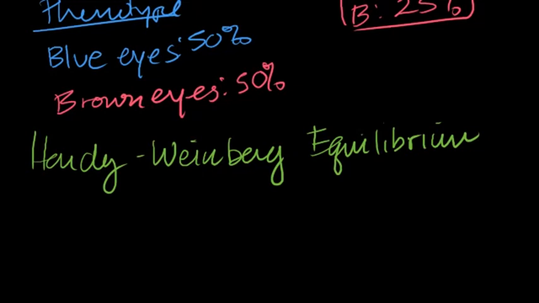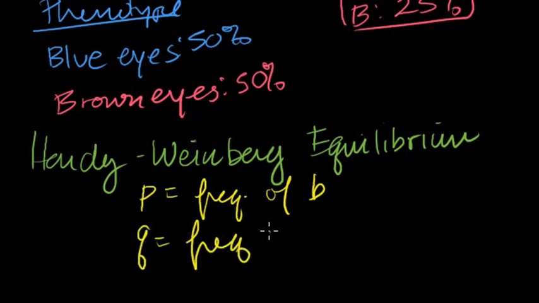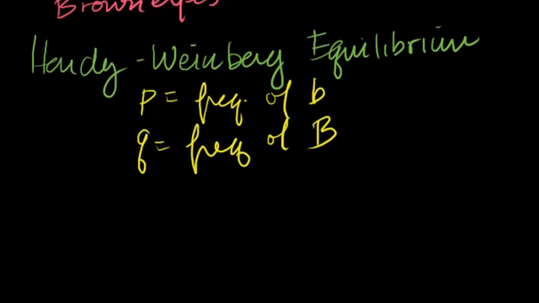So for example, if P is the frequency of blue eyes, and Q is the frequency of brown eyes, what's P plus Q going to be? Well, everything is either going to have blue eyes or brown eyes. And remember, this is the allele. Let me make the B allele. Let me make that very clear.